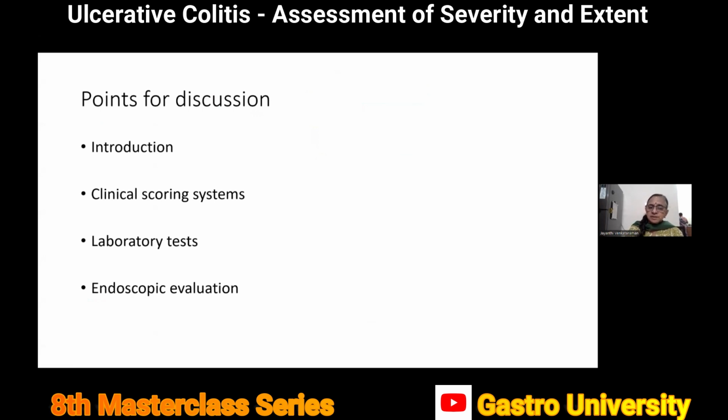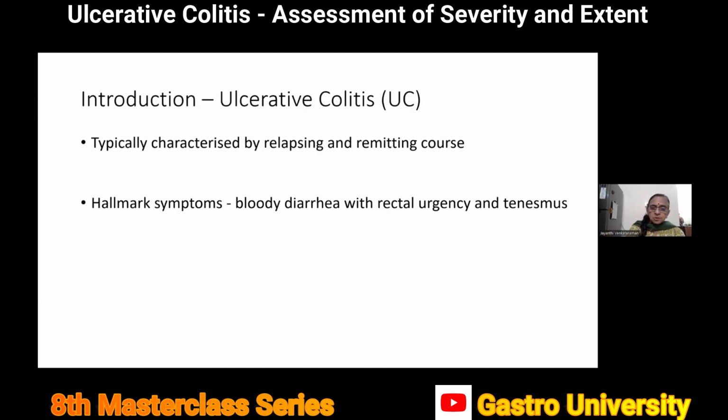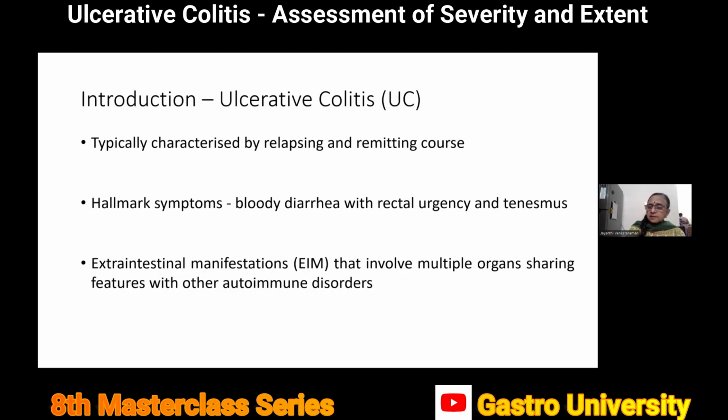So the points for discussion will be just a brief introduction. There will be a lot of overlap with most of the things that have already been covered. The clinical scoring system stresses the disease extent and severity, the laboratory tests, and the endoscopic evaluation. So this we have already covered. Just to recapitulate, ulcerative colitis is a disease which starts from the rectum, is restricted to the mucosa and submucosa, and is a lifelong disorder. It is typically characterized by relapses and remissions, and the hallmark is classical bloody diarrhea with rectal urgency and tenesmus, and extraintestinal manifestations occur in about 20% of patients.